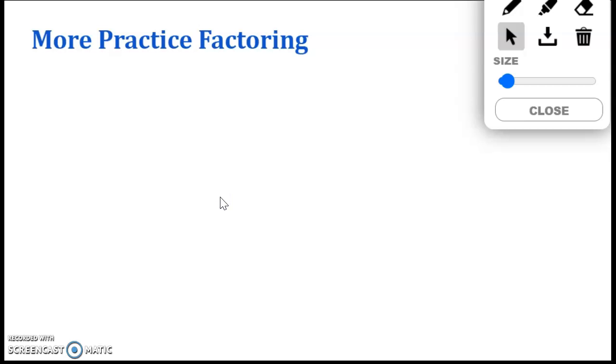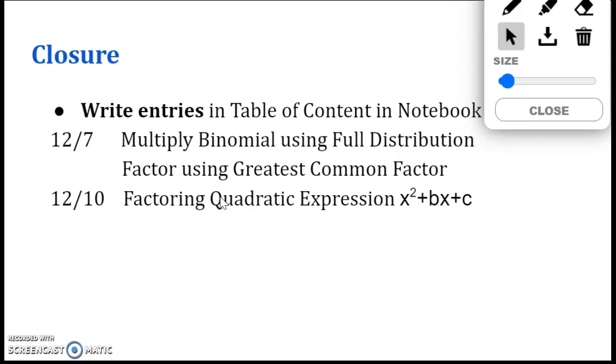We went on to doing more factoring practice until the end of the class. And then we finally closed up by writing the table of contents. I don't think you had a chance to write it last lesson. So last lesson, we multiplied binomials using full distribution and factored using greatest common factor. And today we factored quadratic expressions of the form x squared plus bx plus c.